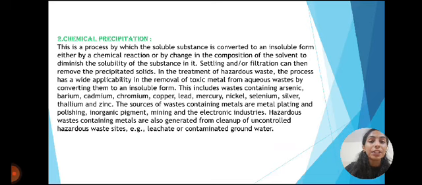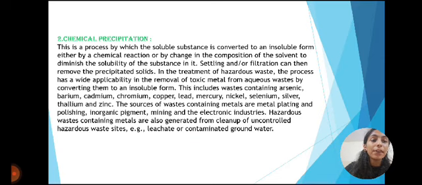Chemical precipitation. This is a process by which a soluble substance is converted into an insoluble form, either by chemical reaction or by a change in the composition of the solvent to diminish the solubility of the substance in it. Settling and or filtration can remove the precipitated solids. In the treatment of hazardous waste, the process has wide applicability in the removal of toxic material from aqueous waste by converting them to an insoluble form.